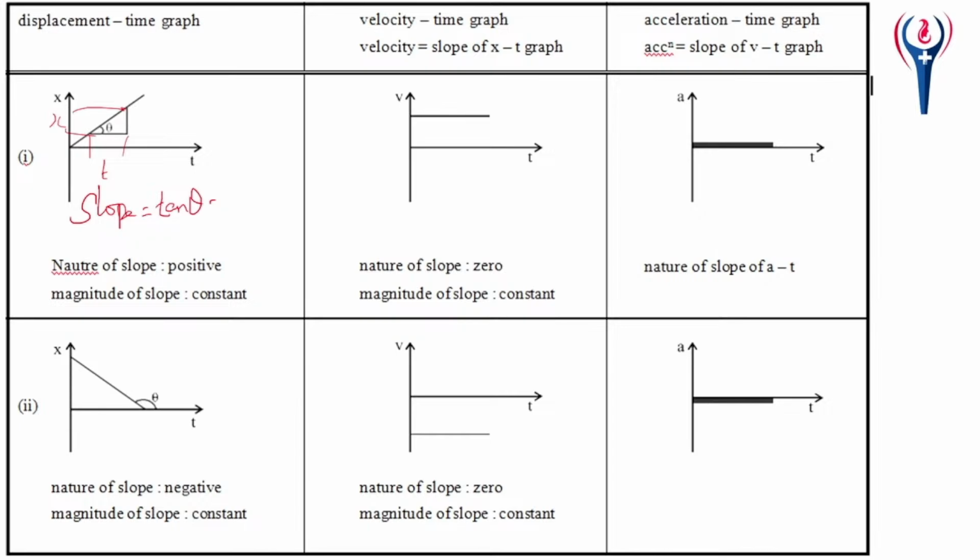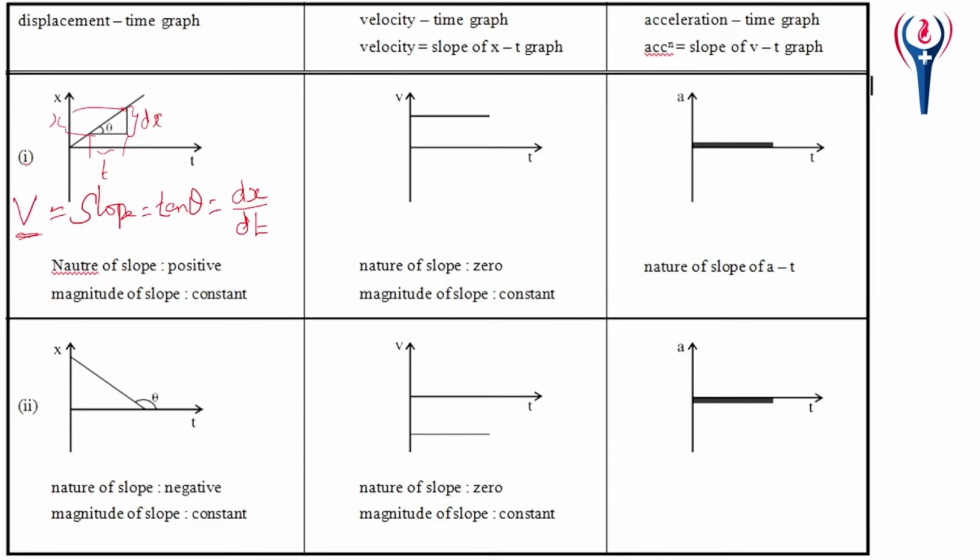So tan theta equals dx by dt, where this difference is dx and this difference is dt. The nature of slope is positive and the magnitude of slope is constant. If velocity is constant, note down this: the slope of the distance-time or displacement-time graph gives velocity or speed.